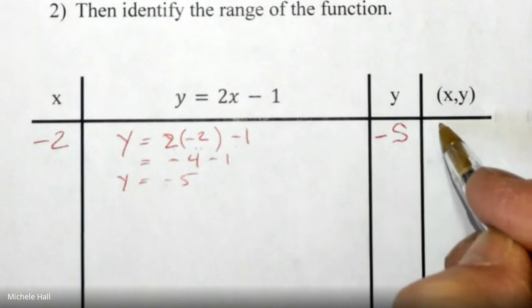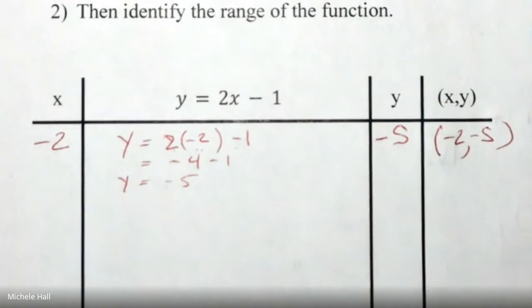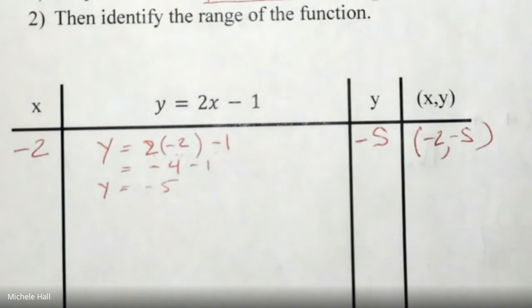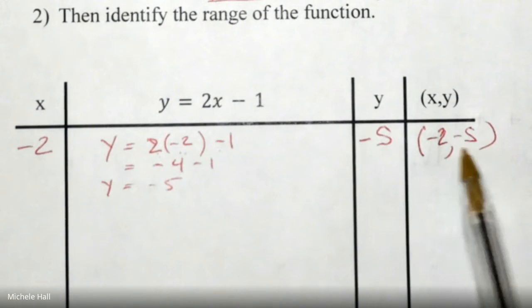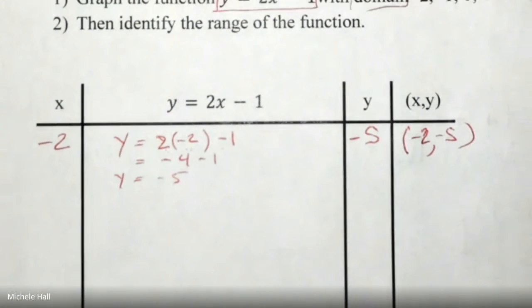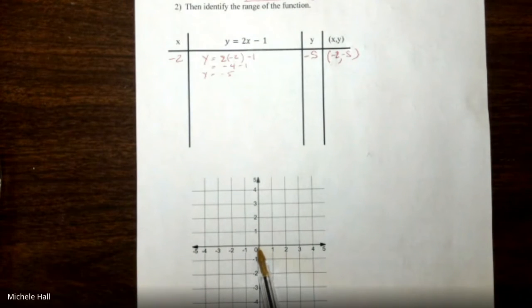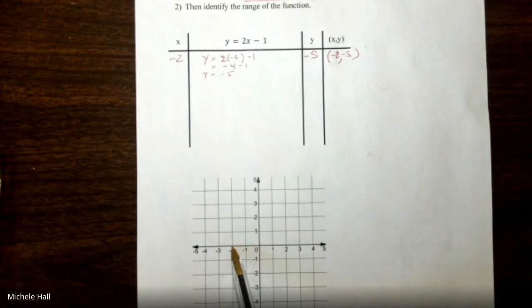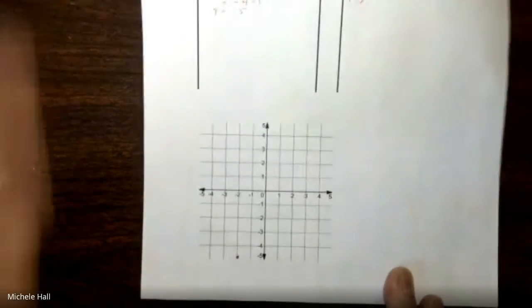I can write that ordered pair: x was -2, and we found out that y was -5. What do you think I'm going to do with -2, -5? I'm going to graph it. Go down to the graph. It says x is -2, so I go over to -2. And then it says y is -5, so am I going to go up 5 or down 5? I'm going down 5. Here's my first point, and I'm done with that one.